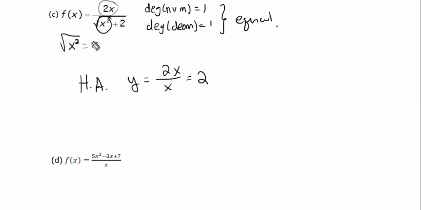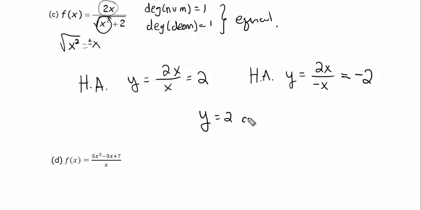Now, here's the other comment, that the square root of x squared is actually plus or minus x, so if you didn't also find 2x over negative x and get negative 2 as a horizontal asymptote, the struggle would have been real for you. Alright, so y equals 2 and y equals negative 2 are both horizontal asymptotes in this case.